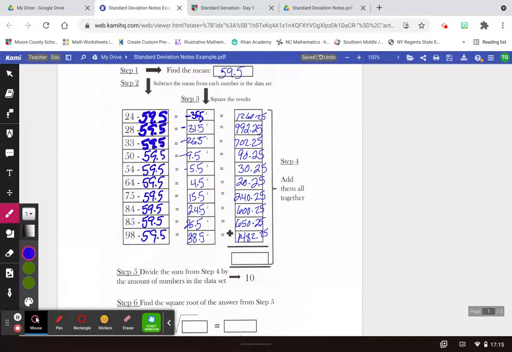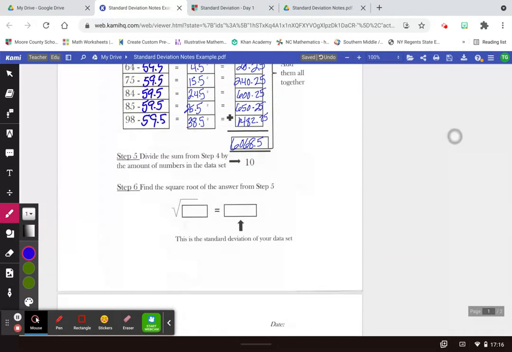So now that was step number 3. So step 2, we subtracted the mean from each number in the data set. Then step 3 was to square the results. Now step number 4 is to add them all together. So go ahead and add them all together. And you would come up with that answer there.